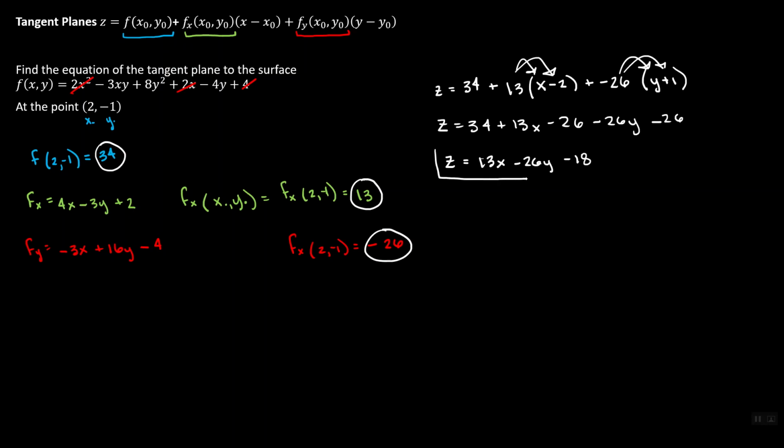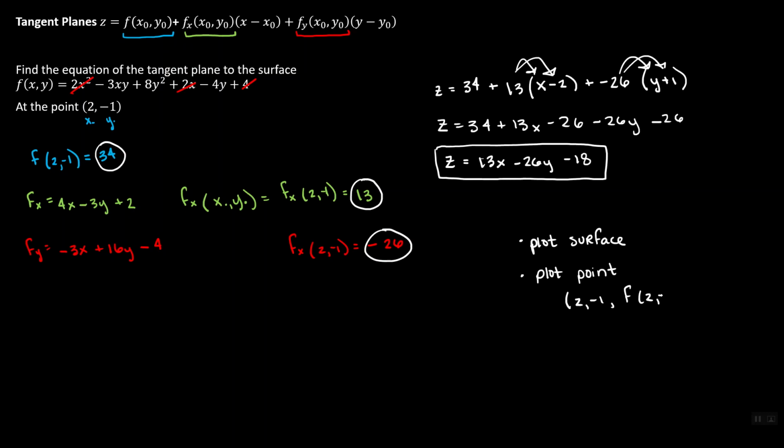I would encourage you to hop on to GeoGebra and plot this to make sure that you see it really does generate a tangent plane. So plot your surface. Plot the point on the surface. Remember, you're given the x and the y, but you have to calculate the z. And then lastly, plot the plane, the one that we just found. And you can check visually that you did this problem correctly.